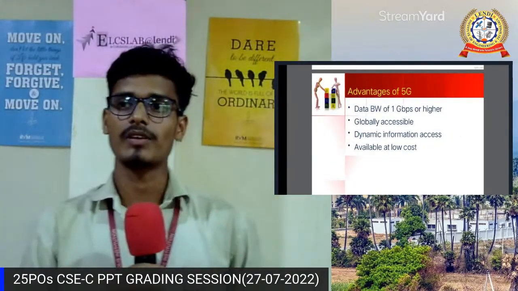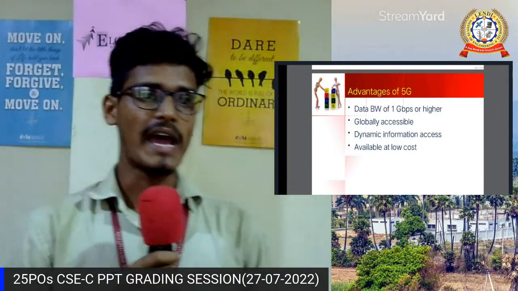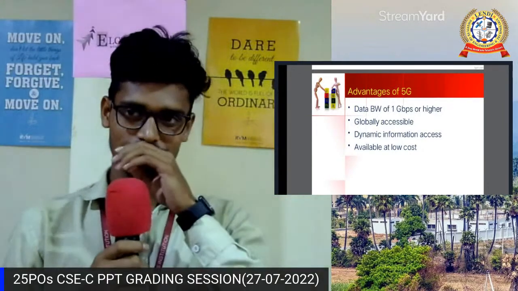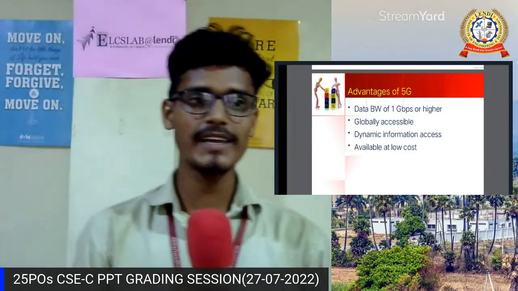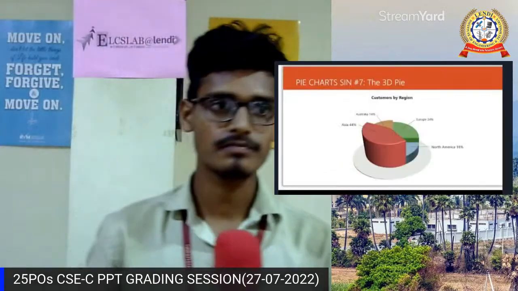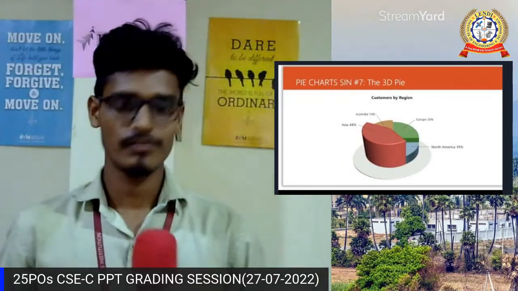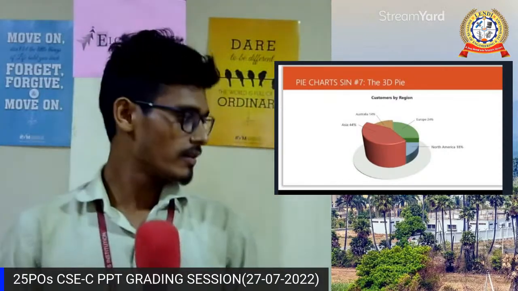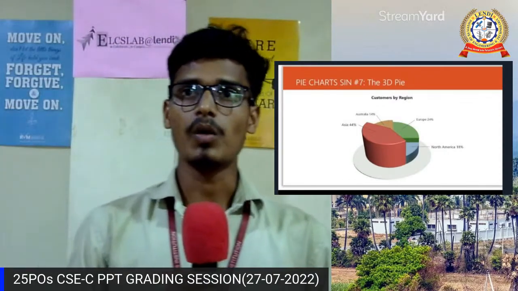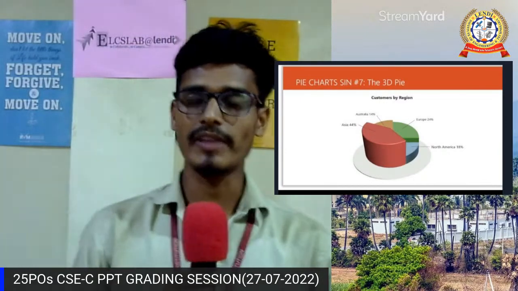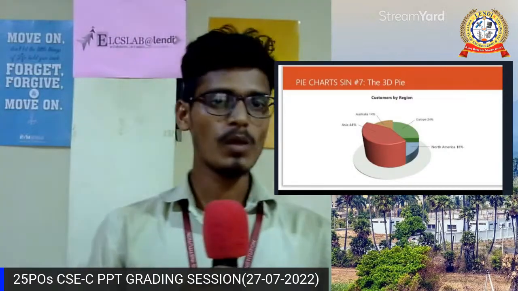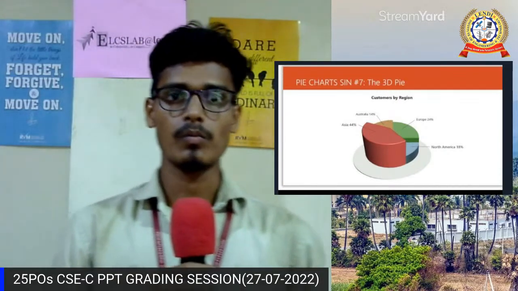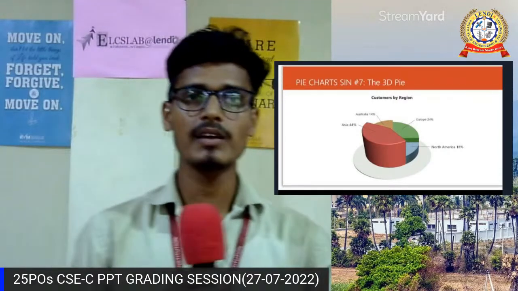And last but not the least, the 5G advantages: data bandwidth of 1 GB per second or higher, global accessibility, dynamic information access. Let's see the pie chart. All over the world, most countries use a 5G network, like China, Japan, the Philippines, and USA. We are also India. We are going to launch the 5G spectrum auction in India, last week, yesterday.